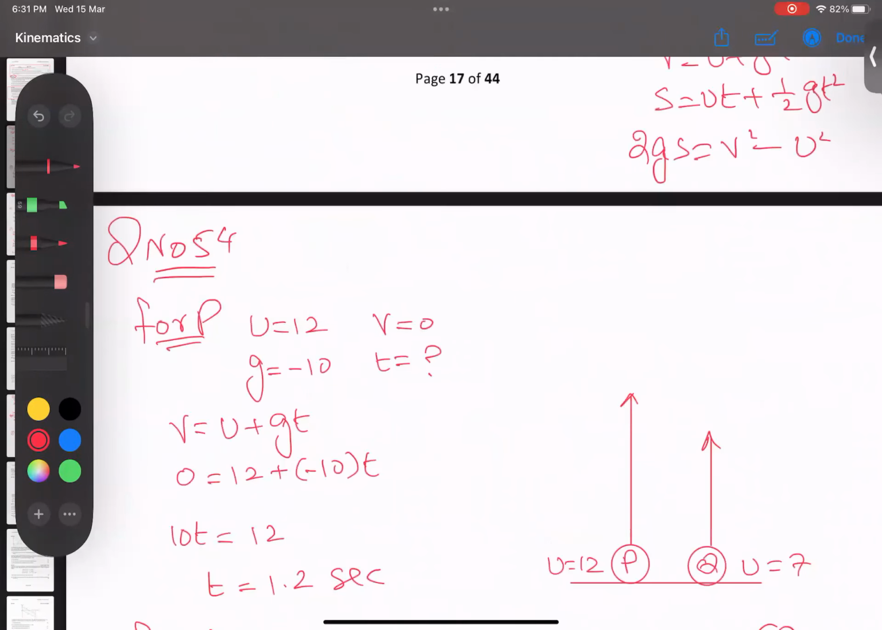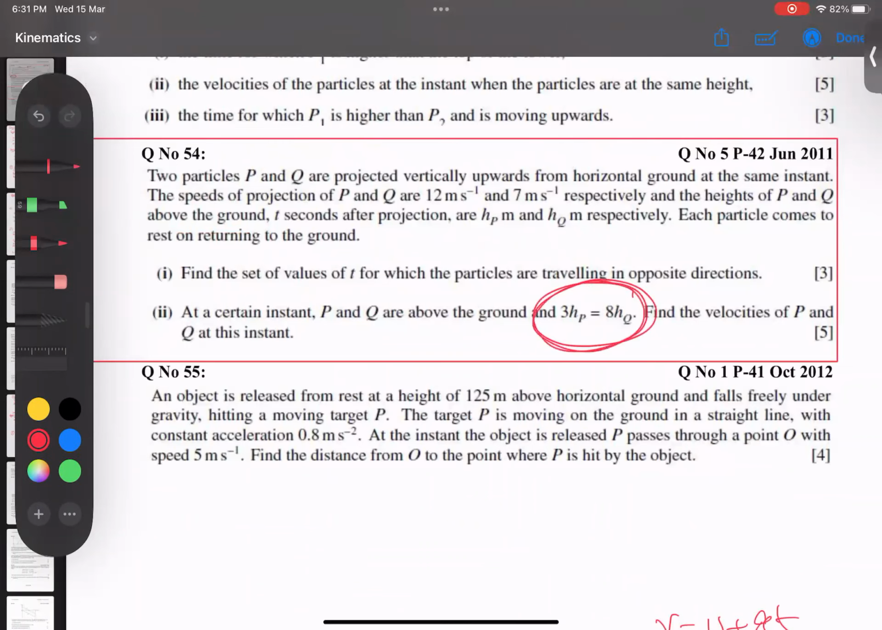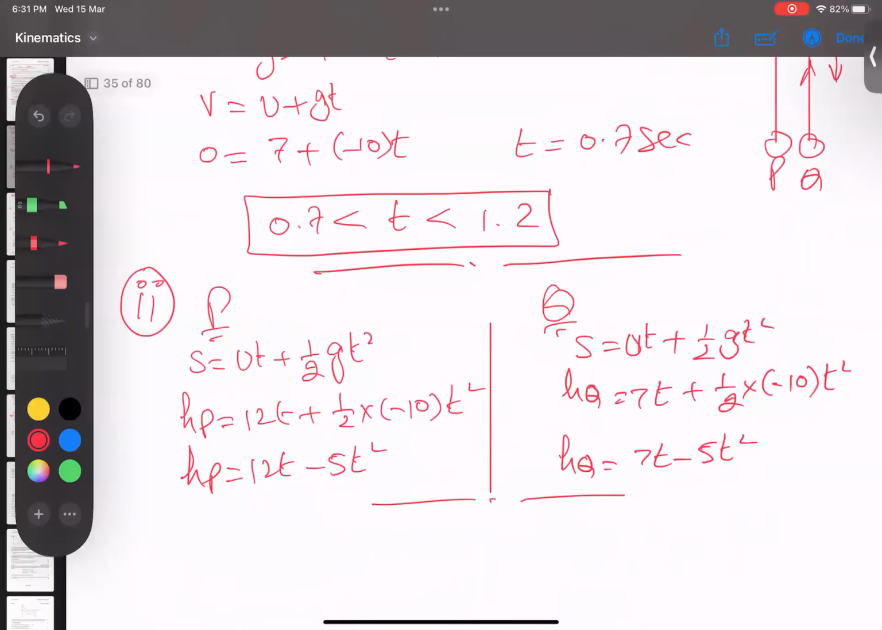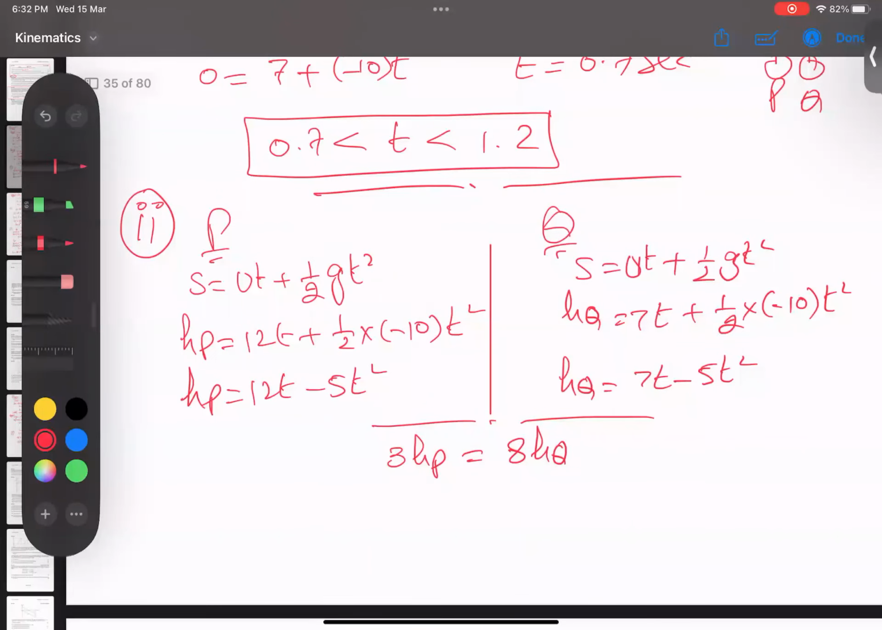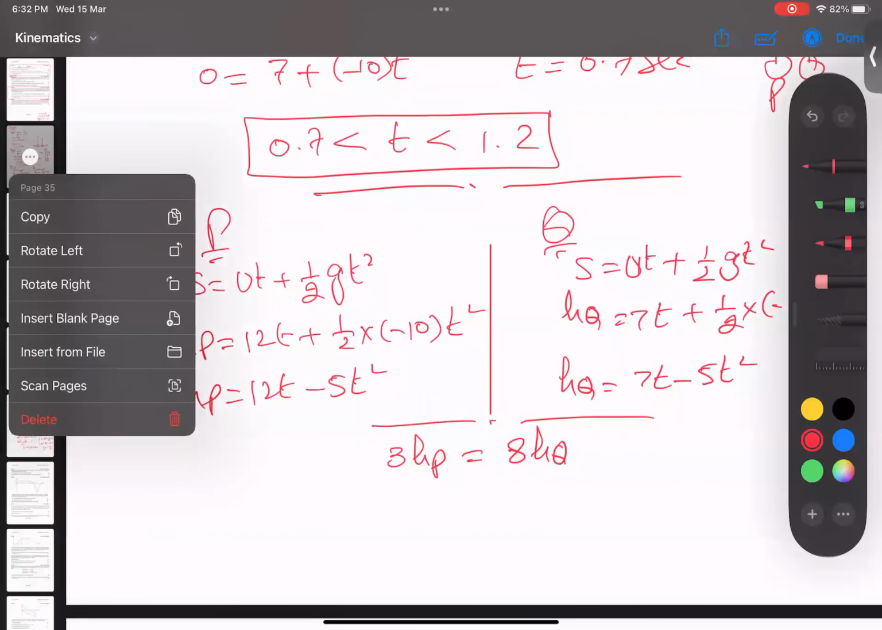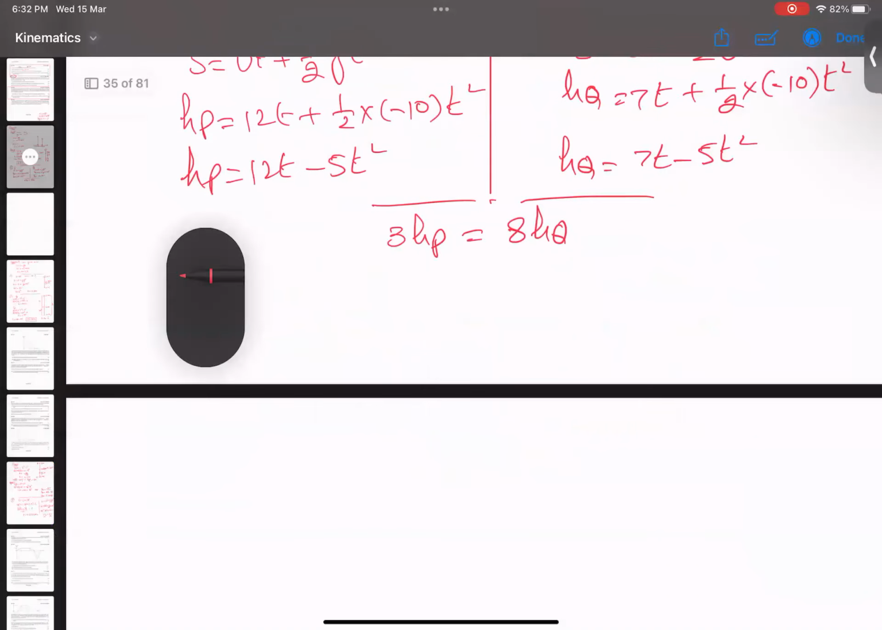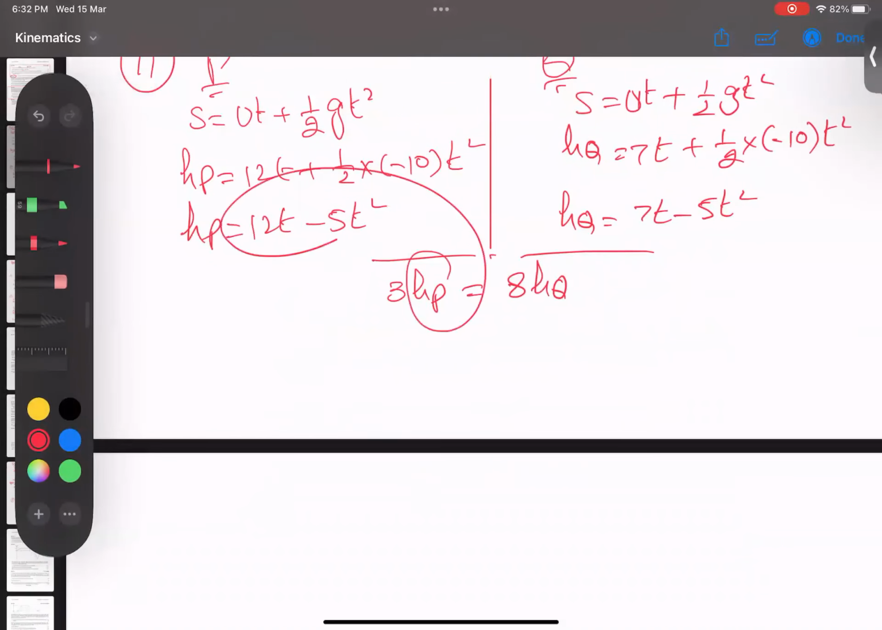Now, according to the situation, what the link is given: 3 times 2 HP equal 8 times 2 HQ. 3 and 8. Let me recheck. 3 HP, 8 HQ. Correct. So now I'm going to use this connection and I can solve it. So let's see. This HP comes from here and this HQ used from here. 3 times 2, 12T minus 5T to power 2, 8, 7T minus 5T to power 2.